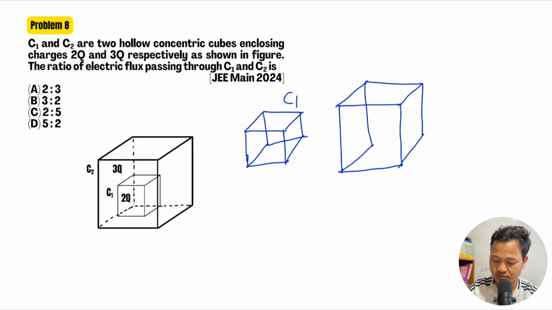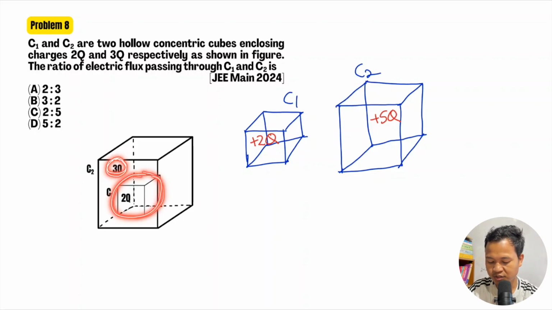Okay, I'll try to draw the best I can. Inside C1 there is only charge 2q. To find the flux, we need the charge enclosed. Inside C1 there is only 2q, while inside C2 there is 2q and 3q, so in total you have 5q. The electric field due to 2q will pass through the outer surface as well.